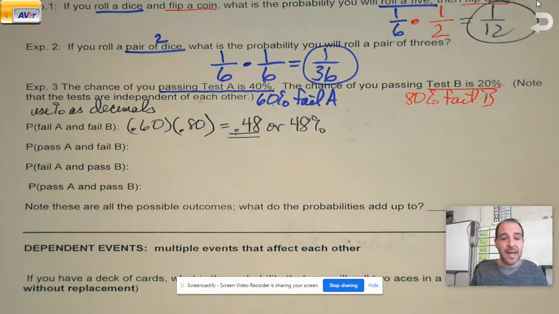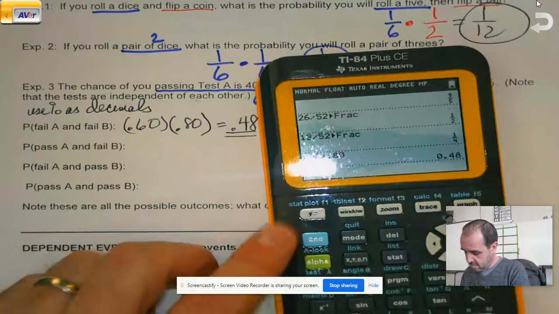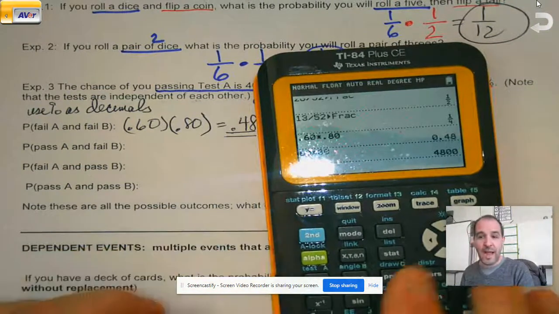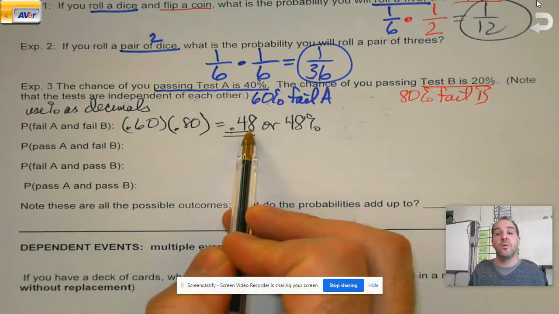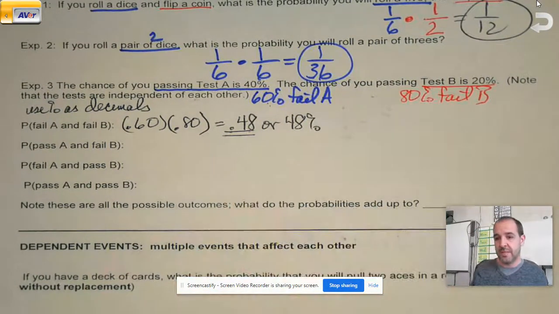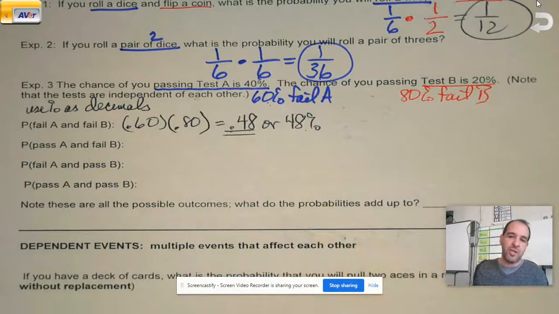If I did 60 times 80, that's 4,800. That's a lot bigger than 1. So we don't want that. So make sure you're using decimals. And this would be the way your answer would be written most of the time. If it's written as percent, we change it a little bit. And that's all we're going to do.